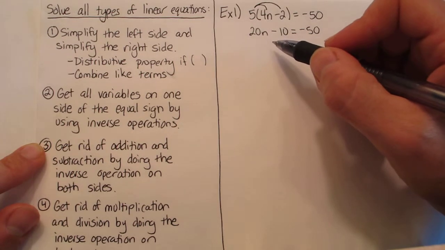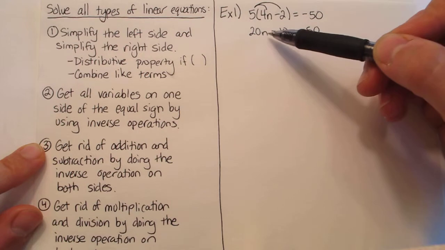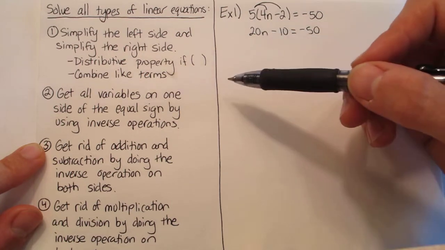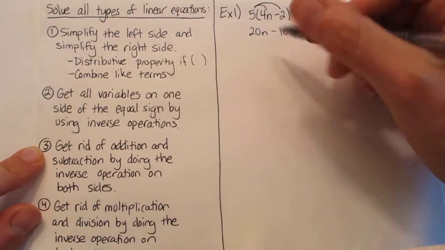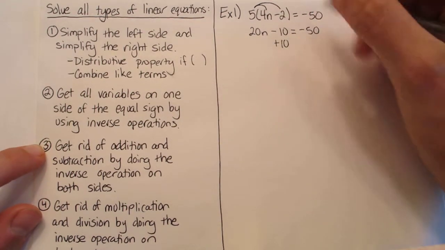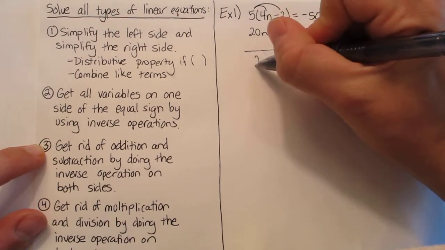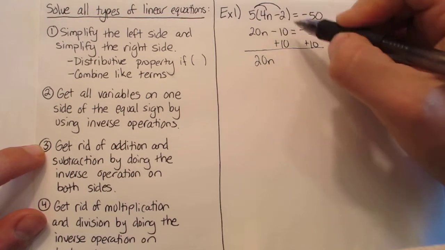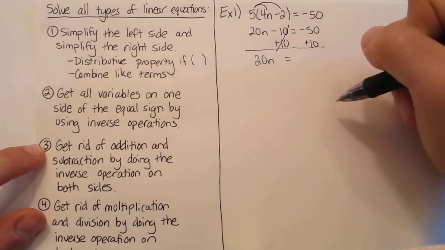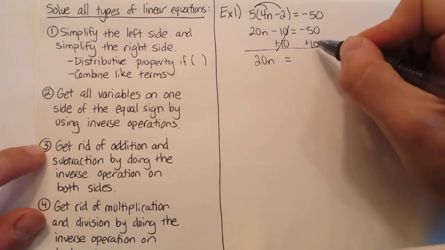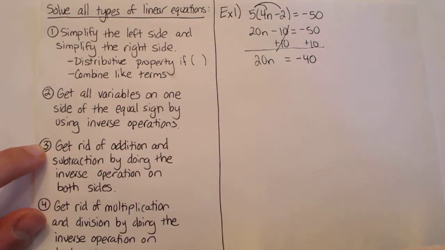So now I have a pretty simple two-step equation. I don't have to worry about step 2 because the variables are already in one place. I don't have to combine like terms, so I'm just going to get rid of addition and subtraction. And the way I get rid of a minus 10 is with a plus 10. So I'm going to add 10 to both sides of the equal sign, bring down the 20n. 10 bad guys and 10 good guys is 0. Bring down the equal sign. 50 bad guys and 10 good guys is going to give me 40 bad guys, negative 40.